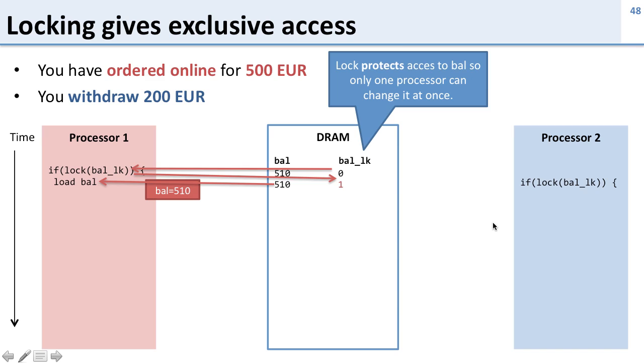Now, in the same cycle, we have process 2 come in and try to do the withdrawal. The first thing it does is check if it can get the lock. Well, the lock value is 1. That means somebody else has the lock. So now processor 2 has to wait because the lock is busy.